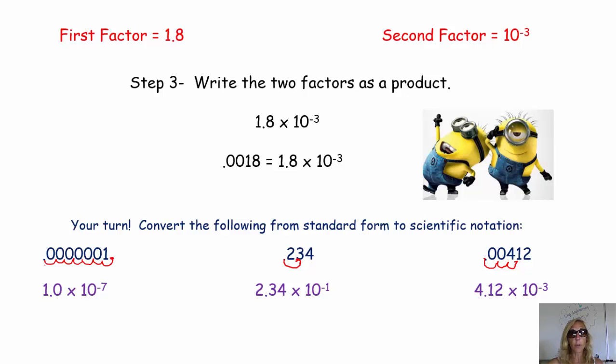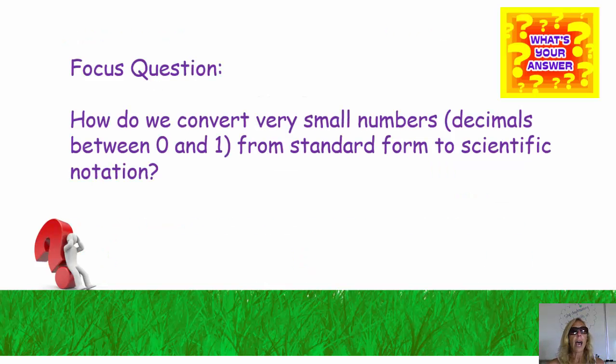So here comes your focus question. Are you ready for it? Here it is. How do we convert very small numbers, decimals between 0 and 1, from standard form to scientific notation? Go ahead and summarize those steps the best you can, and hopefully tomorrow we're counting on you to have that completed so that you can share with us your answers.